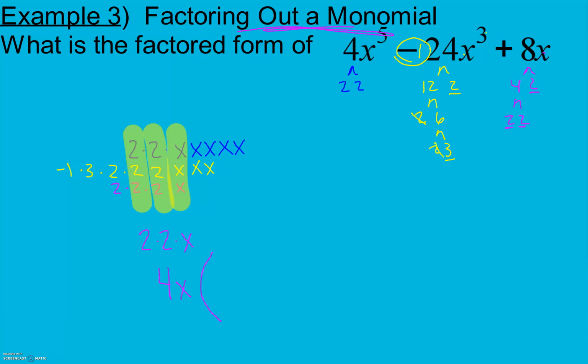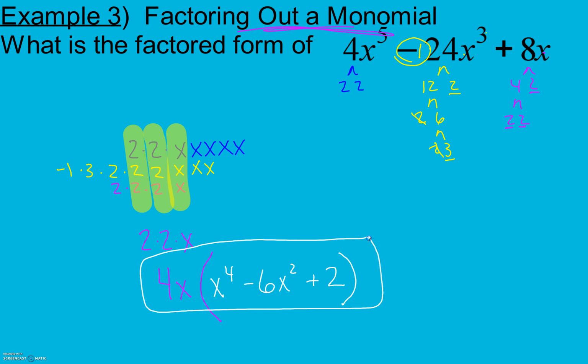I'm going to multiply by everything that's left then. If I look in my first row, all I have left that I haven't used are these 4 x's, so x to the 4th power. In my second row, I have negative 1 times 3 times 2, or negative 6, x squared. And in my last column, all I have left is a 2. And this right here is how I factor out a monomial.